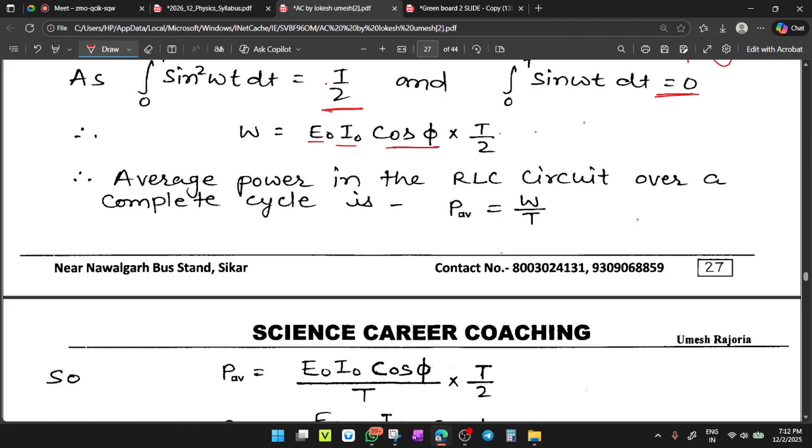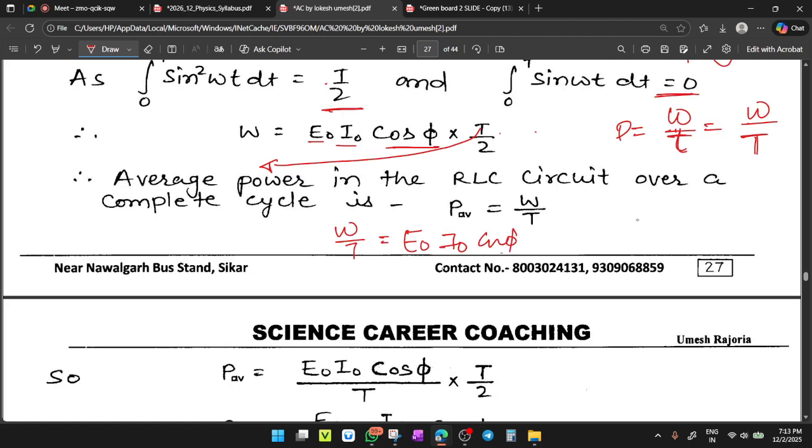Average power of the RLC circuit over a complete cycle is given by power equals work upon time. Okay, this is average power. For a complete cycle, the time period equals capital T. So if you divide W by T, the remaining term will be E naught I naught cos phi upon 2. Clear or not?